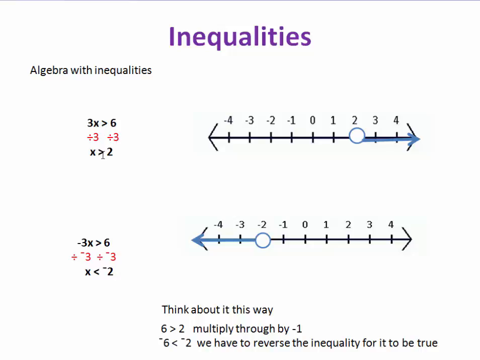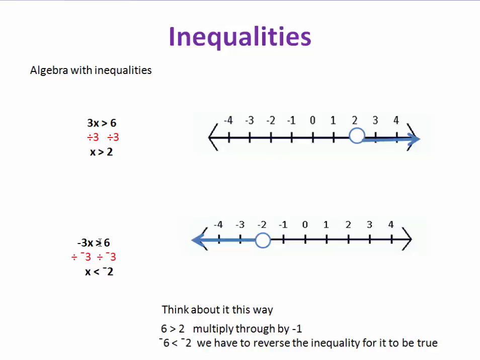Inequality remains the same. 2, because we haven't got the equal sign, is a hollow circle, and our solutions lie to the right of the circle. So these would be all the solutions, not including 2.